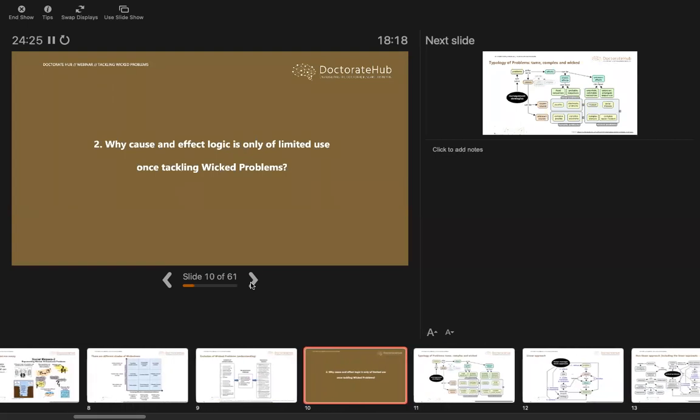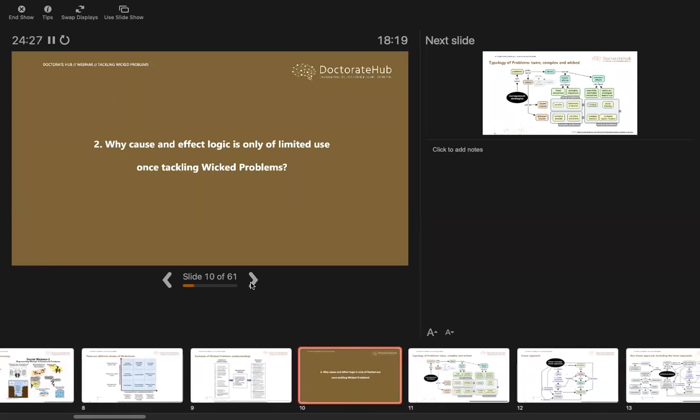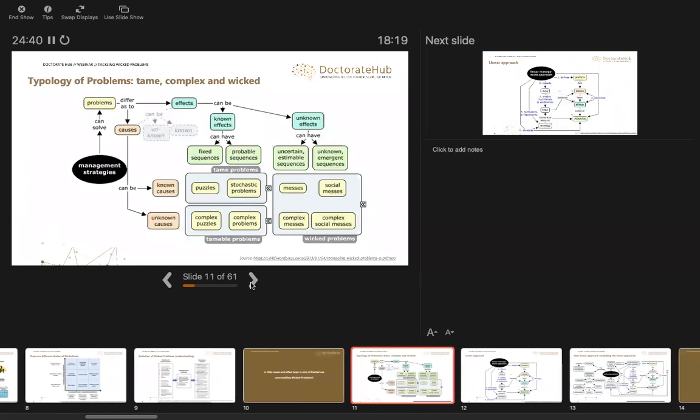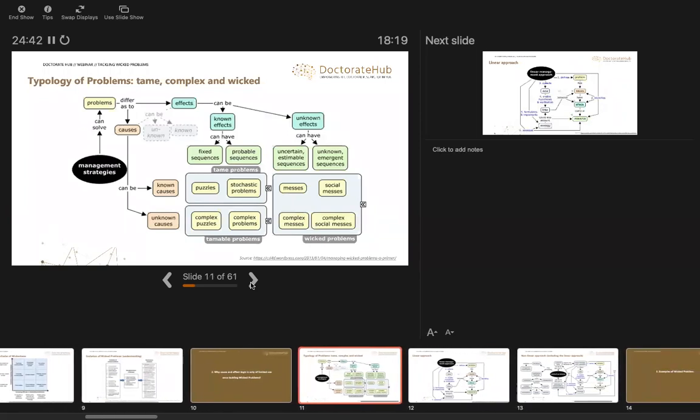Now, let's look into why cause and effect logic is only of limited use once tackling wicked problems. And I think here the word of importance is limited. It's not useless, but it's of limited use. And it's of complementary use. Now, if we look into the typology of problems, then perhaps we can understand they are tame, complex, and wicked ones.